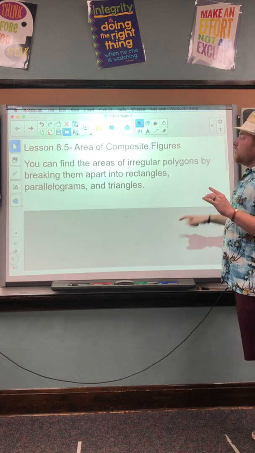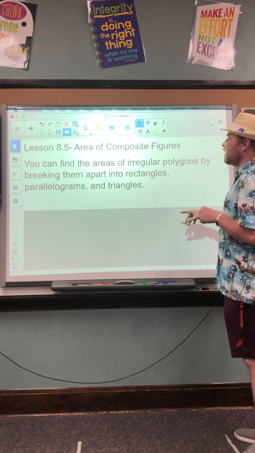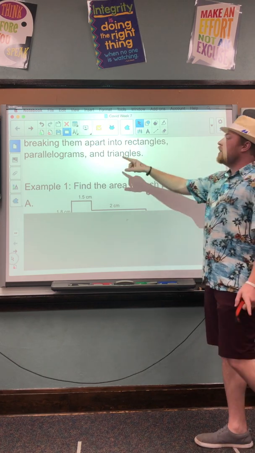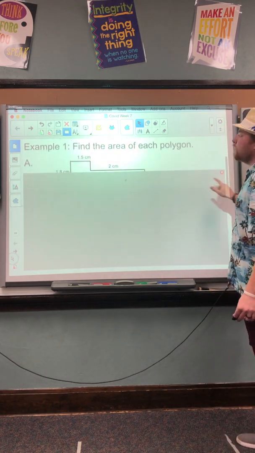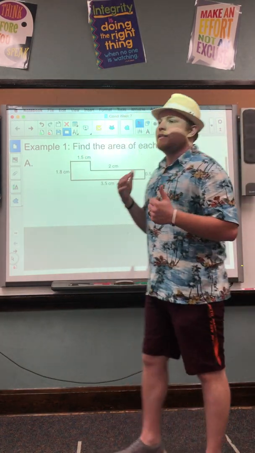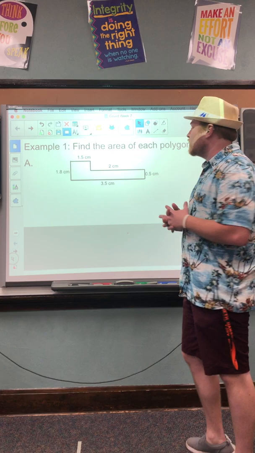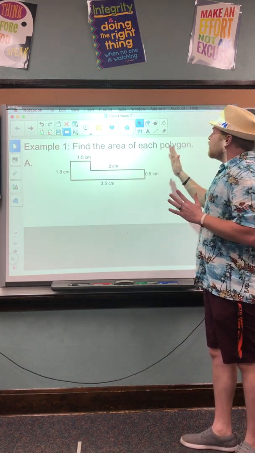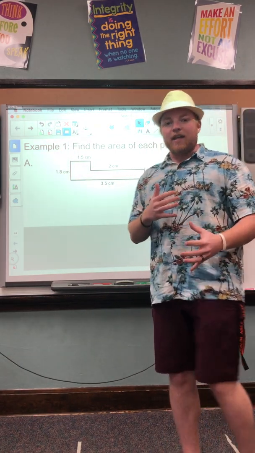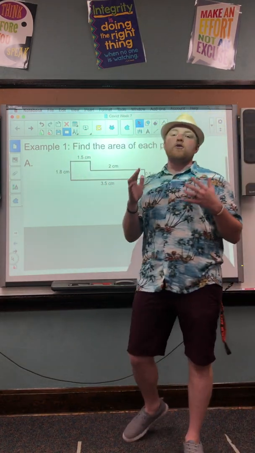You can find the areas of irregular polygons by breaking them apart into rectangles, parallelograms, and triangles, which we've learned in the past how to find the area of. For example 1, this is a composite figure. It's an irregular polygon. It's not a rectangle. It has a different number of sides. To find the area of this polygon, you're going to do a little bit of investigating, a little bit of breaking down. You're breaking this figure down into different shapes.